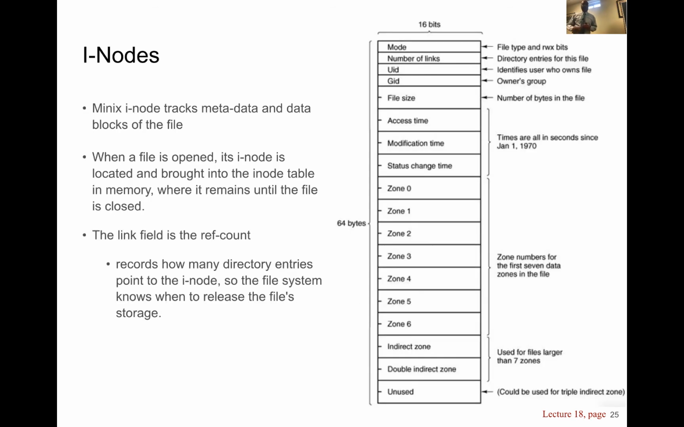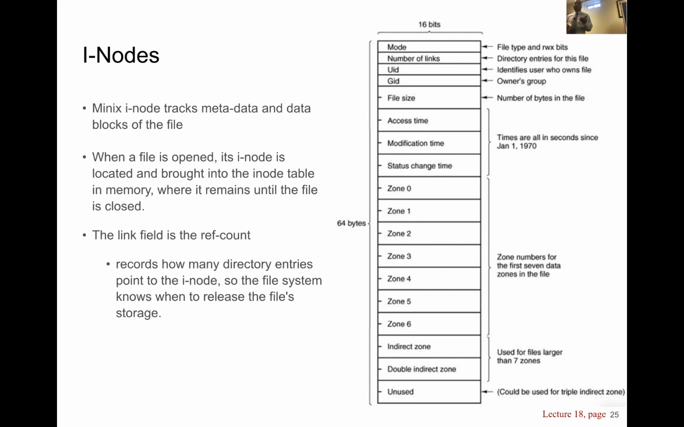Now here is a picture of what an inode looks like. The concept is very similar to the multi-level index inode I showed you last time. So the first few entries of the inode are going to store the ID of the user who created the file, the group, and so on. You will essentially have the size of the file, the access time of the file, last modification time, and so on. And then you have block pointers, which are called zone pointers here.